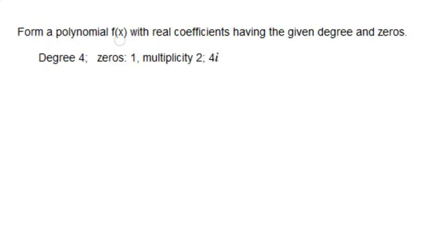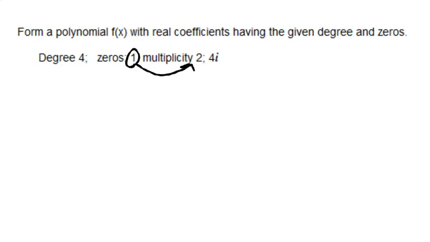Form a polynomial function with real coefficients having the given zeros, given degree and given zeros. The degree is 4, and the zeros are 1 with multiplicity 2 and 4i. So we notice that we have a polynomial of degree 4, and the fundamental theorem of algebra tells us that we have at most 4 zeros. So we have a zero of 1, and it's stated that it has a multiplicity of 2.